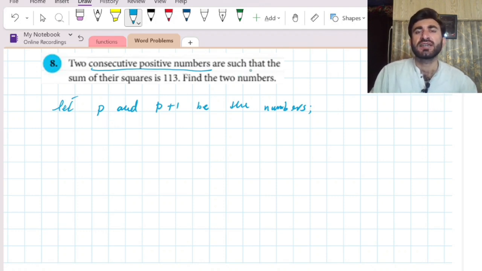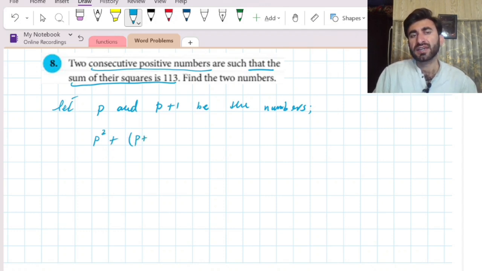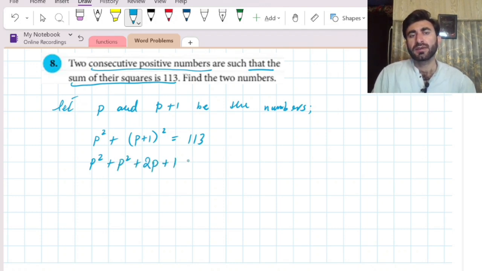So the condition says that the sum of their squares is 113. We have to find the numbers. The sum of their squares: first number square, added to the square of the second number, p plus 1 whole square, equals 113. First we have to expand this whole square. It will become p square plus p square plus 2p plus 1 is equal to 113.